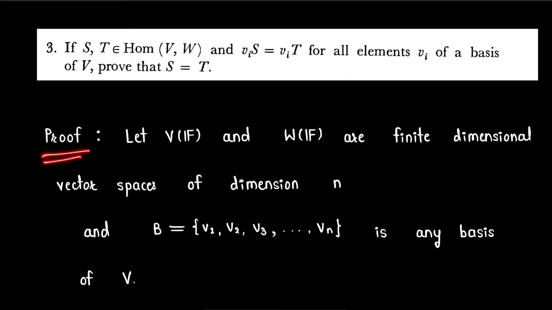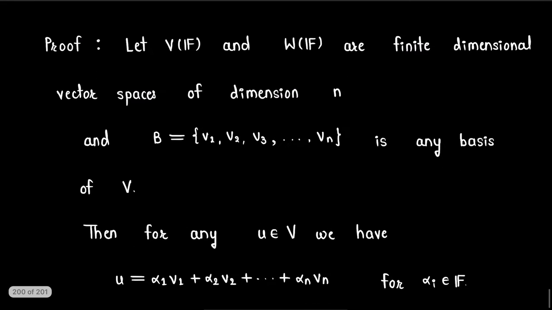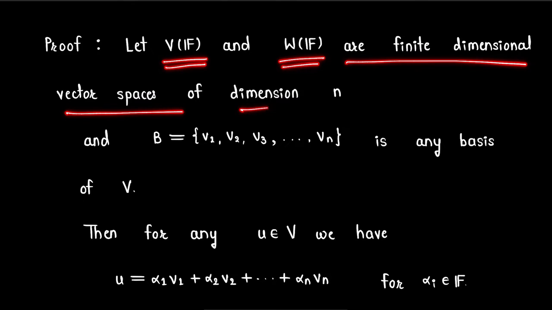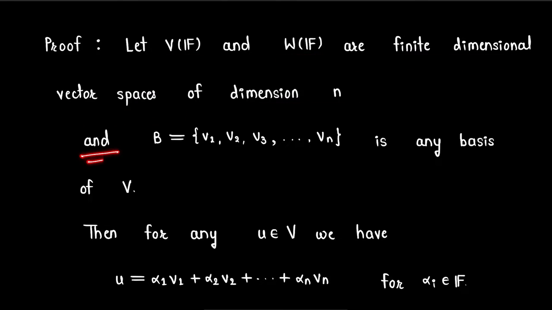So, proof. Let V over field F and W over field F be finite dimensional vector spaces of dimension n. And let B equal the set consisting of vectors V1, V2, V3, and so on up to Vn, be any arbitrary basis of vector space V.